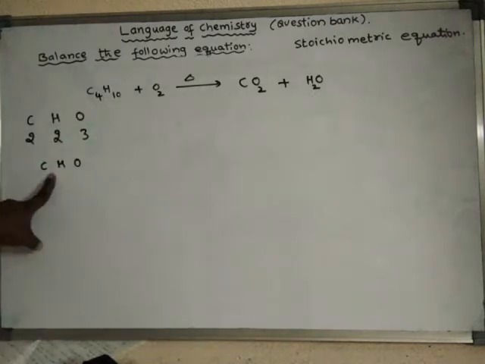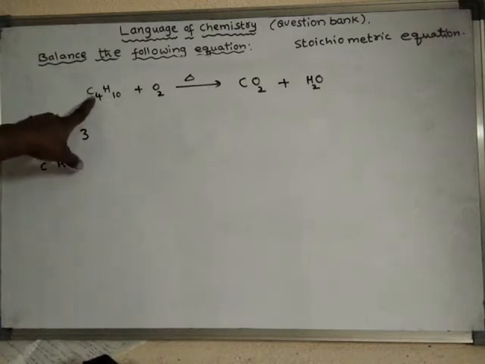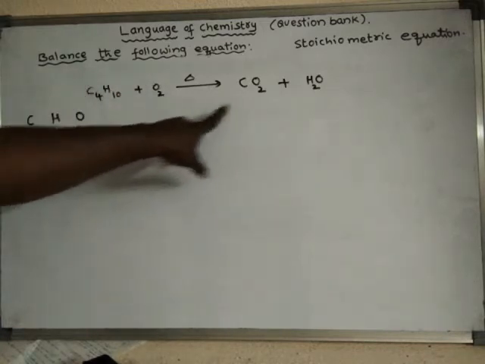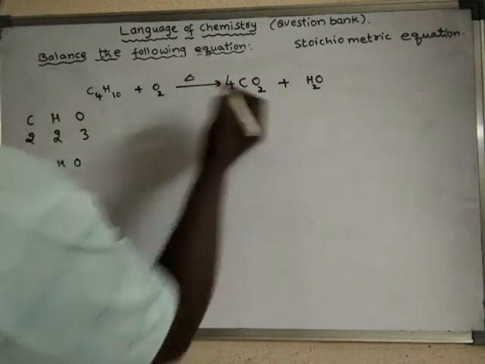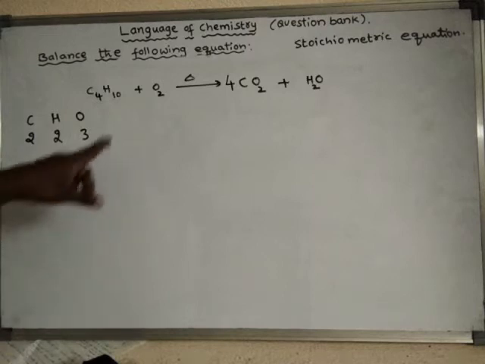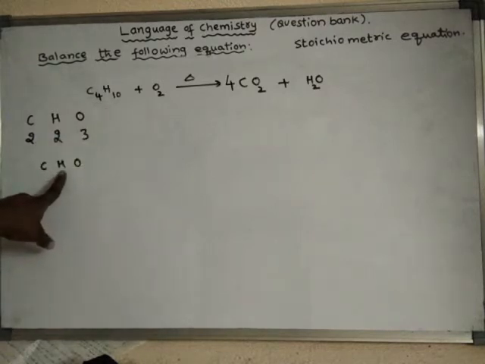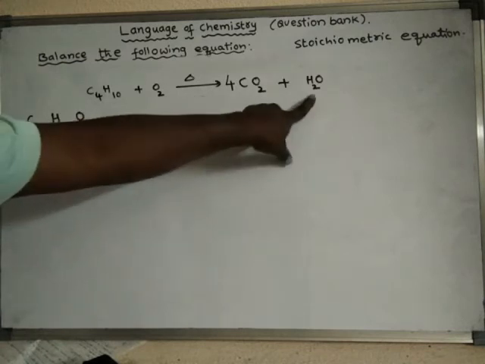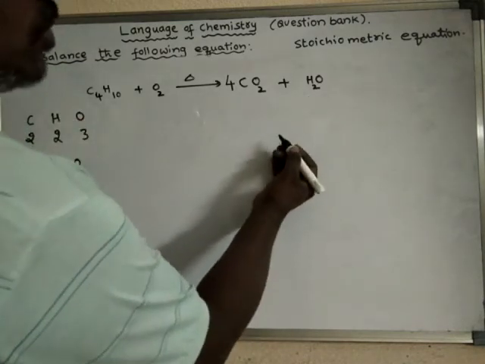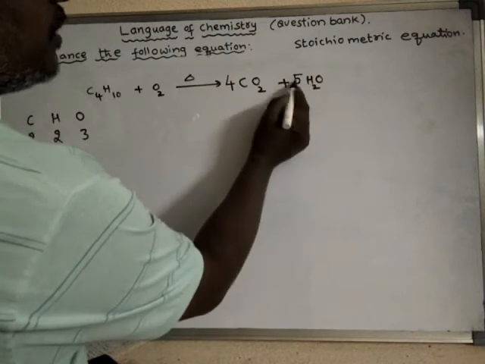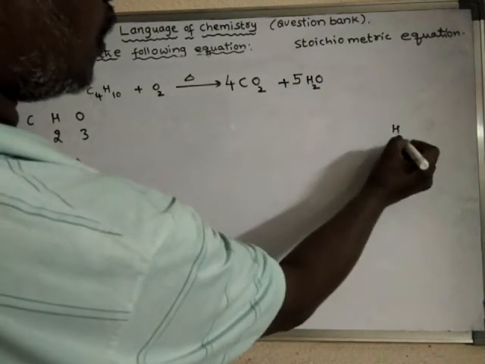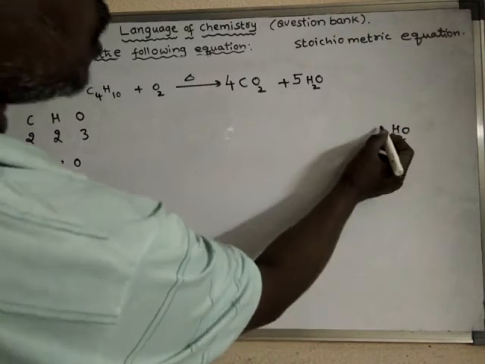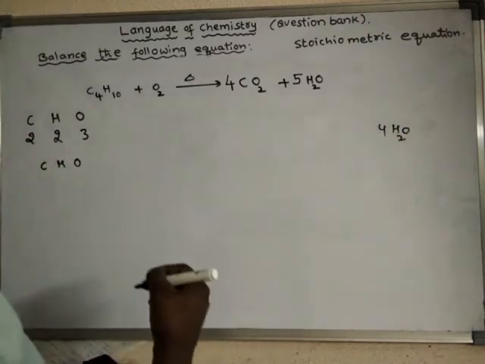First of all, we have to balance the carbon. How many carbons are there? 4 carbons towards the reactants, but towards the product only 1 carbon. Hence we will put 4 here. Now after carbon, hydrogen. There are 10 hydrogens, but here only 2 hydrogens. So what should I do? If I put 5 here, then it will become 10 hydrogens. Don't keep 4 thinking that 2 hydrogens are already there, because then it will become 8.